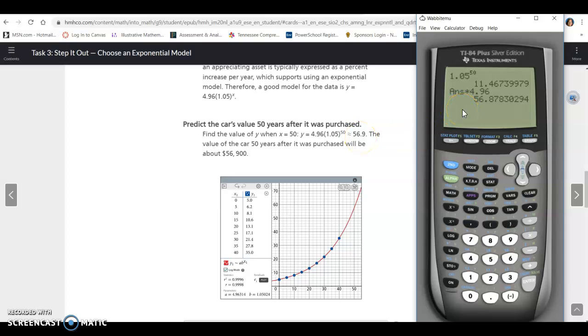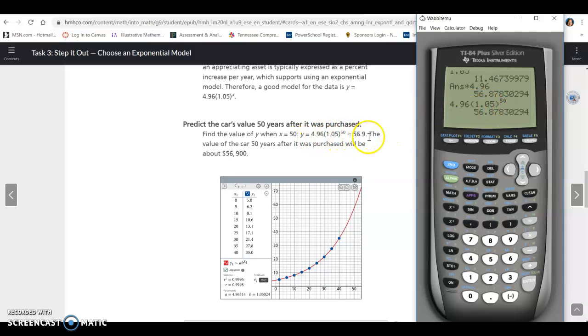So let's do this in a different way. Let me see if it will work. 4.96, parentheses, 1.05, raised to the 50th power. What I'm checking is to see if you get the same answer. Does your calculator use order of operations? In this case, it did. Okay, so the calculator did it correctly by simply plugging it in.